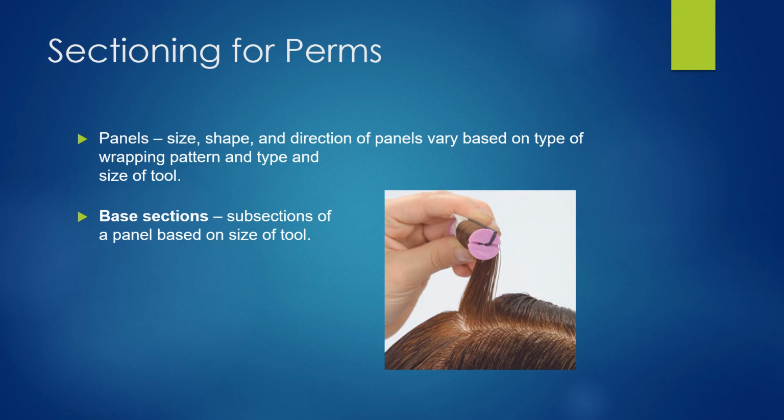The size, shape, and direction of panels varies based on the type of wrapping pattern and type and size of the tool being used. Panels are divided into subsections called base sections. One tool is placed on each base section. The size of the base section is usually the length and width of the tool being used.